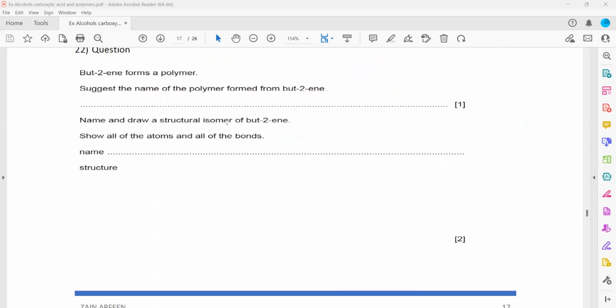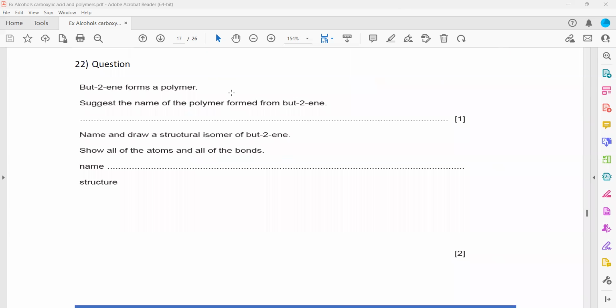The next one: butene forms a polymer. Suggest a name for the polymer formed from butene. It is polybutene. If you say butene, that is wrong, because the name of the polymer is named after its monomer. Because the monomer was butene, the polymer will be polybutene.